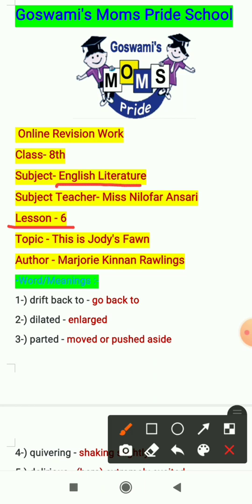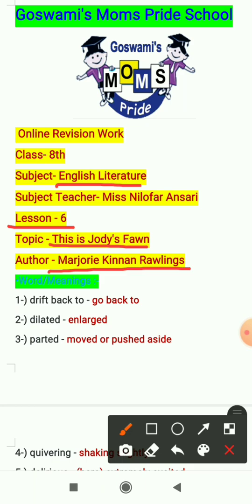Topic of the lesson is This is Jody's Fawn. Author of this chapter is Marjorie Kinnan Rawlings. So the explanation of this chapter I have already provided you. Now let's see the exercises, question answers and word meanings related to the lesson.